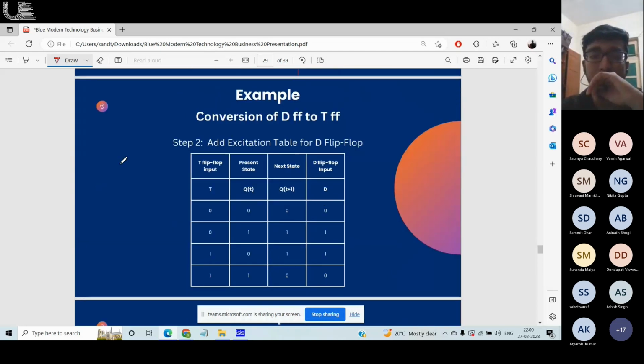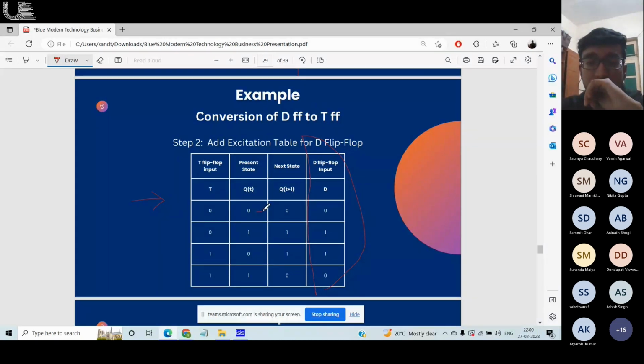Now step 2 is you add the excitation table for the D flip-flop here, and this is what I mean by excitation table. I'm just appending this column to that part. The rest is the same as the previous one. But how do you write this column? You put in D.